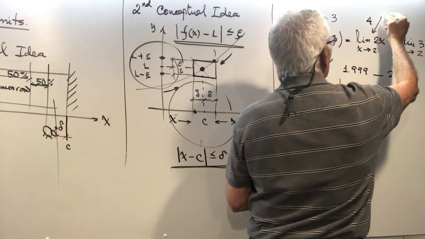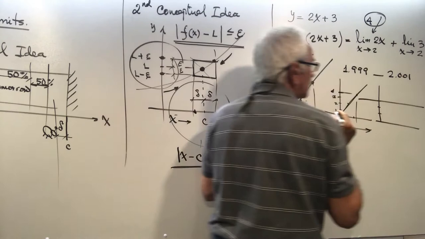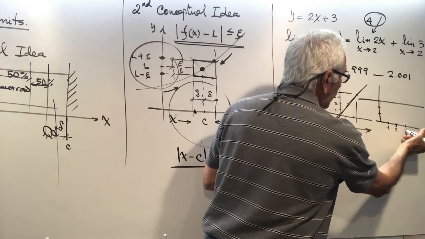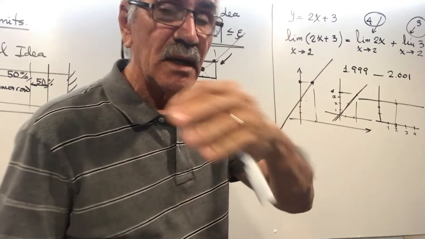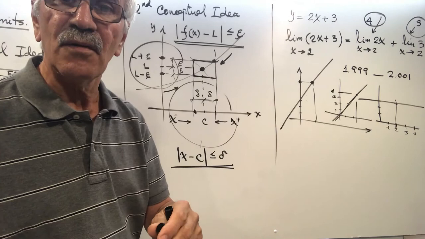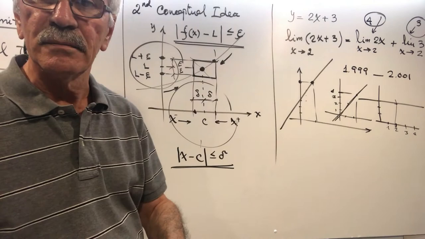And now y equals 3 is a line. 1, 2, 3 is a line. Look, it doesn't matter if you go towards 1, 2, 3, 4. When towards 2, the value is also 3. So here will be 3, always. So you discover something: the limit of the constant is the same constant. That's discovered in this moment for you. Resulting that we have 4 plus 3 equals 7.